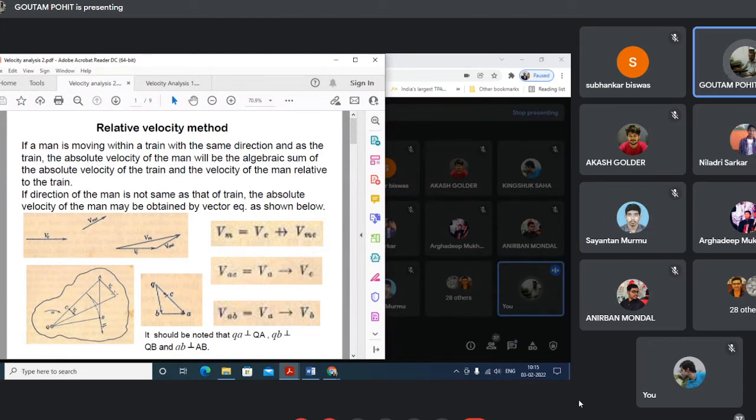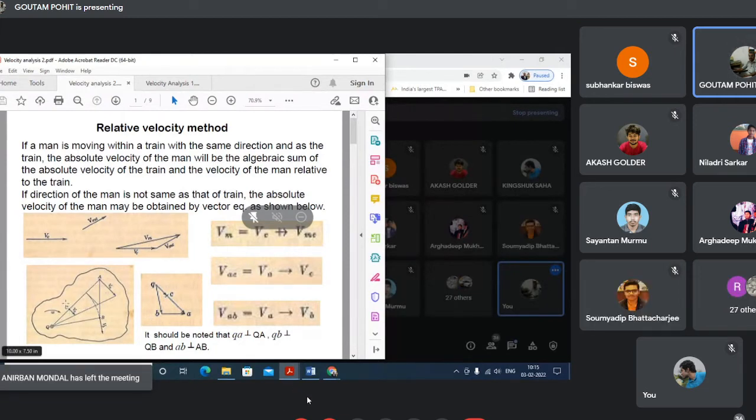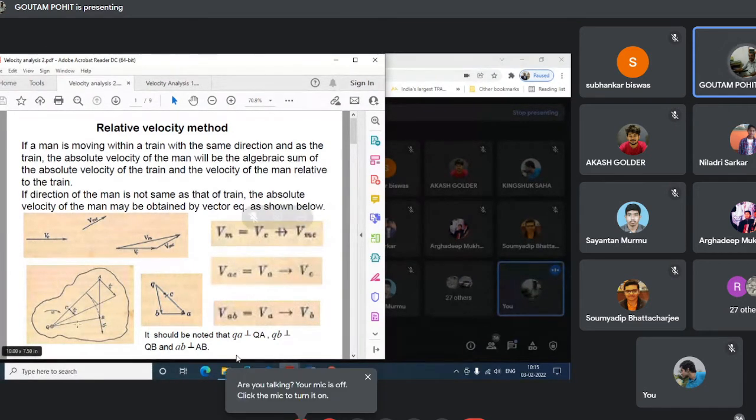And what will be the velocity of the point C? It will be VC. So QC is the velocity of the point C, both represented in magnitude and direction. Now, what is CA? It's nothing but the velocity of the point A with respect to C. That means the relative velocity of the point A with respect to C. It will be in this direction, and you see that this will be perpendicular to CA.